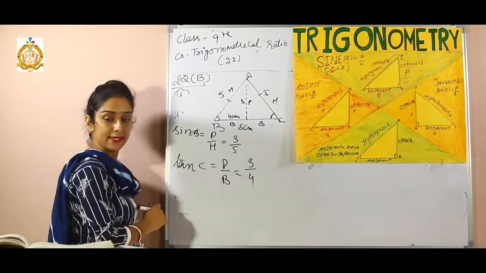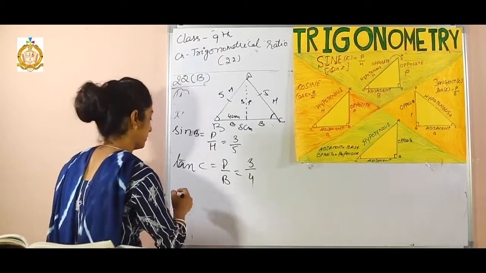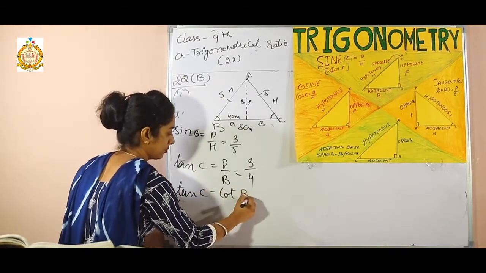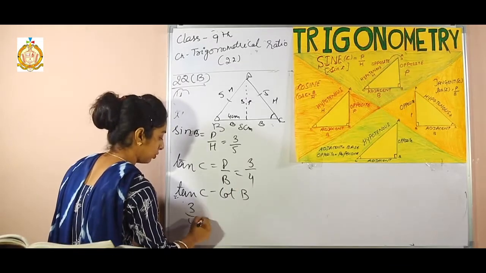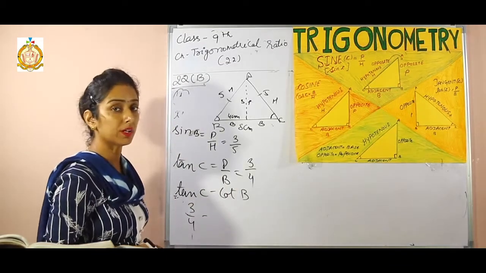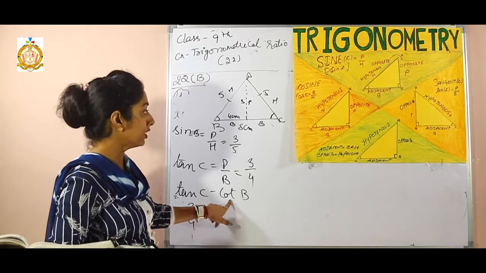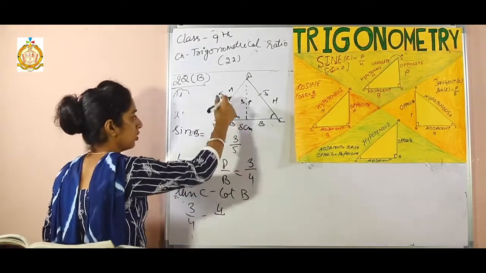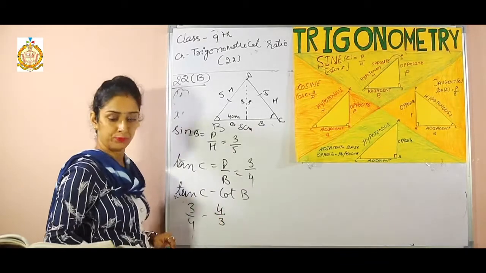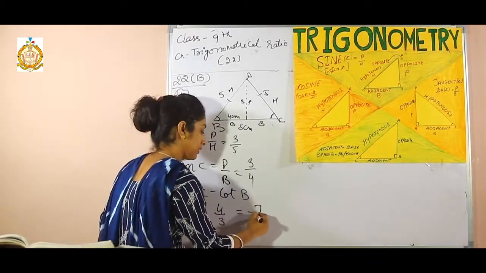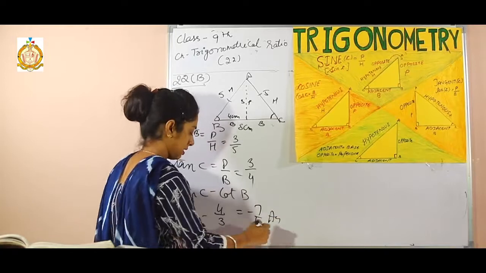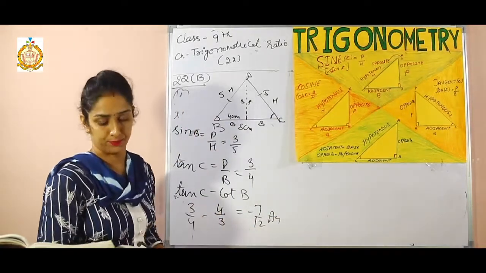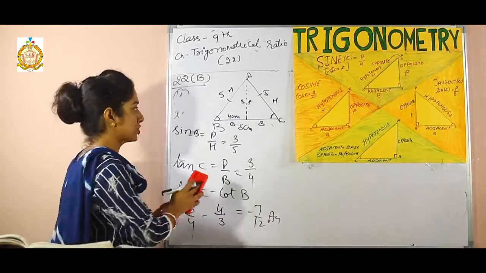Now here tan C minus cot B. The third part is tan C minus cot B. Tan C is 3 by 4. Now cot B is B over P. B over P. B is what? That is 4 and P is what? That is 3. After solving it, you get the answer minus 7 over 12. You take LCM 12 and after solving it, you get the answer. Right? Now come to the next question.